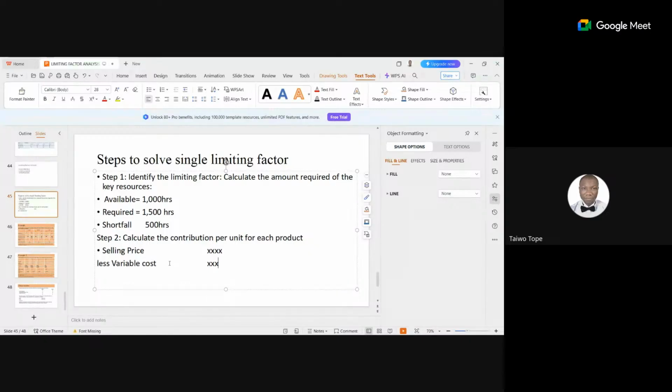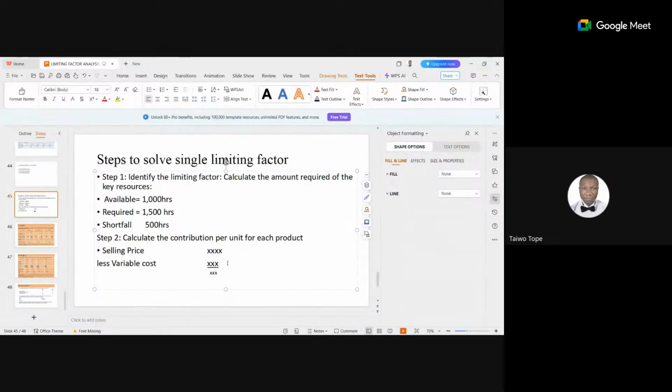Once you do that, the difference between your selling price and your variable cost will give you what we call contribution. But where you are not given the selling price, and in the question you're given fixed cost and profit, your contribution will be fixed cost plus profit.